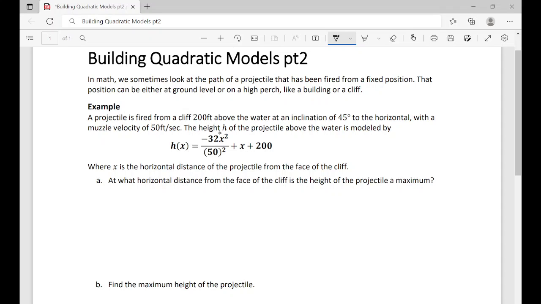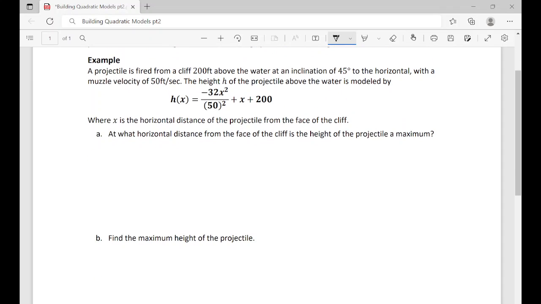The height h of the projectile above the water is modeled by h of x equals negative 32x squared divided by 50 squared plus x plus 200. So all the information they gave you at the beginning, they did the work for you and just told you this is the function that comes from it. Also, x is the horizontal distance of the projectile from the face of the cliff.